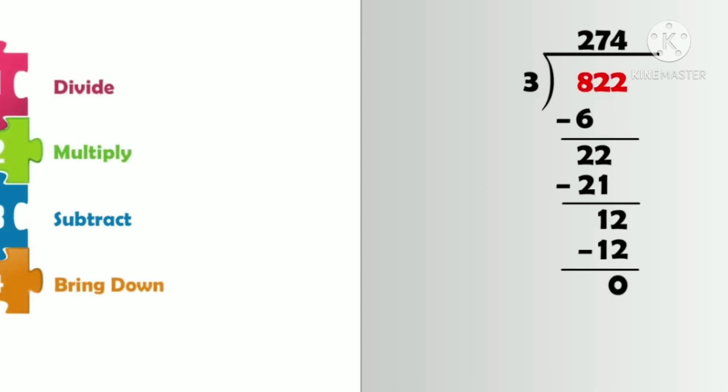Notice that we've used all of the digits from our dividend. Since we have no more digits to bring down, we stop. Notice that the result of the last subtraction we performed was 0, so we have no remainder. And our answer is in the quotient, which is 274.